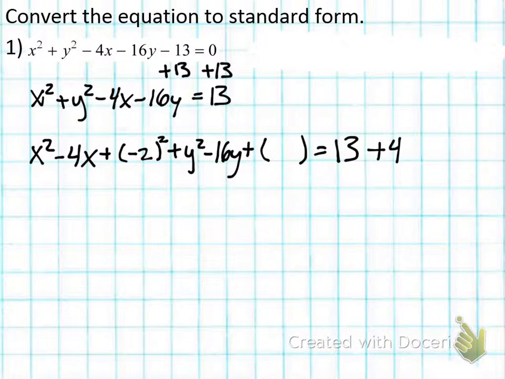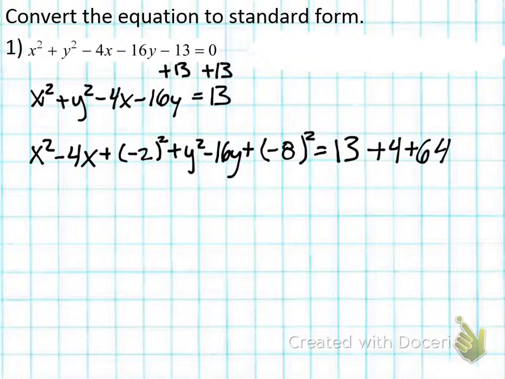Okay, same with negative 16y for my y terms, completing the square over here. The b term is negative 16, so I'm going to take half of that, which is negative 8, and square it. If I'm adding negative 8 squared, it's like adding 64, so I need to add 64 to the right-hand side as well.